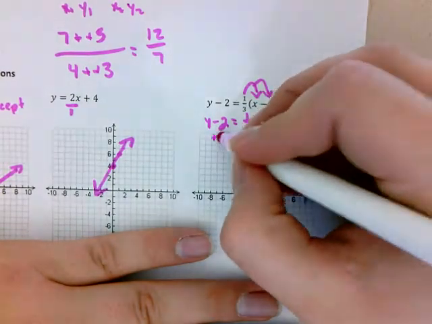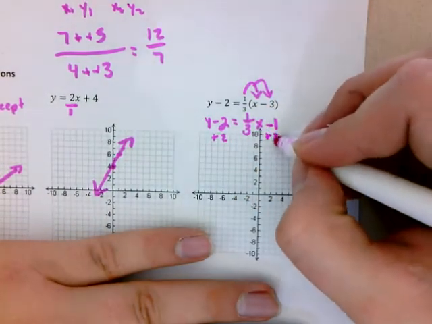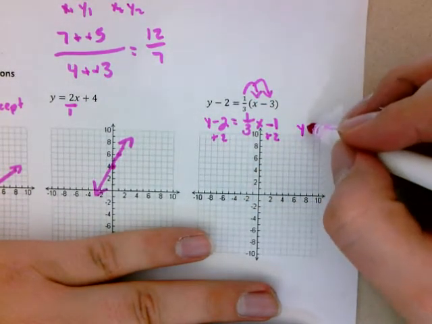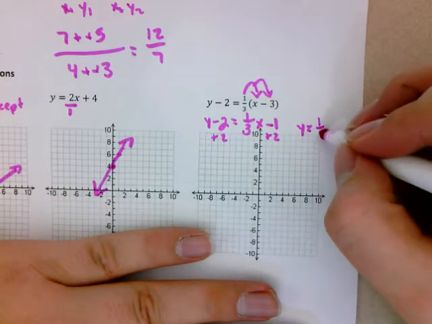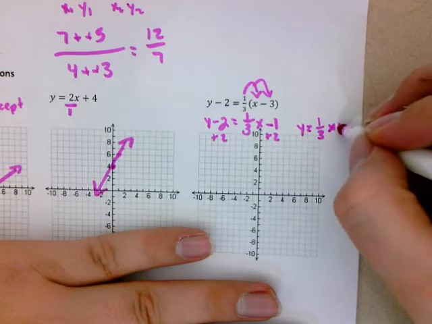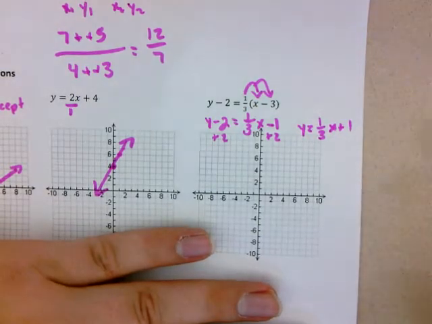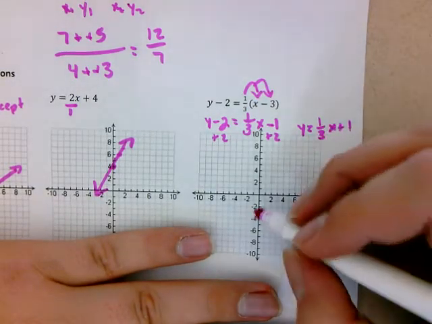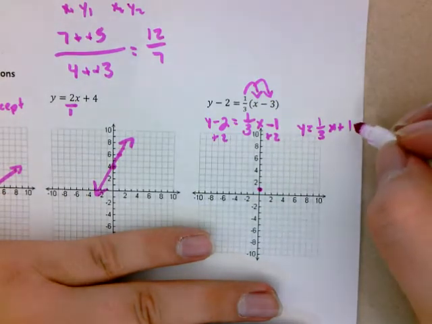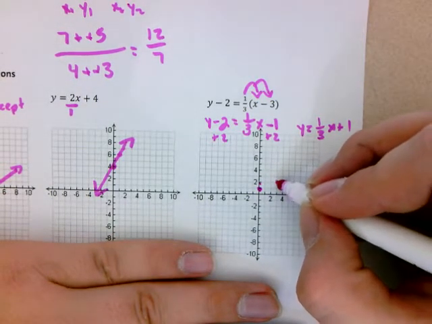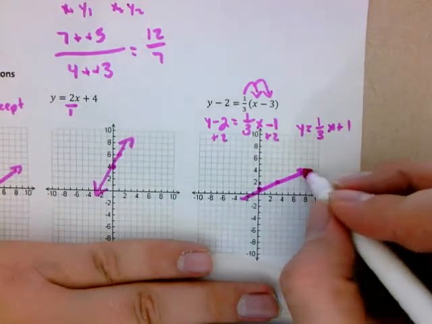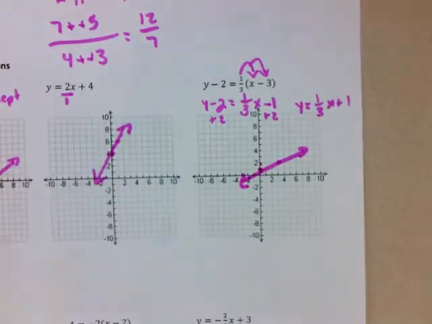Next we need to get rid of this 2, so we add 2 to both sides. So we get y equals 1/3 x plus 1. Now we have our y-intercept, we have our slope, so we can put our dot at our y-intercept, which is 1, and then we got our rise over run, 1, 2, 3. Connect our dots. We got ourselves a line.